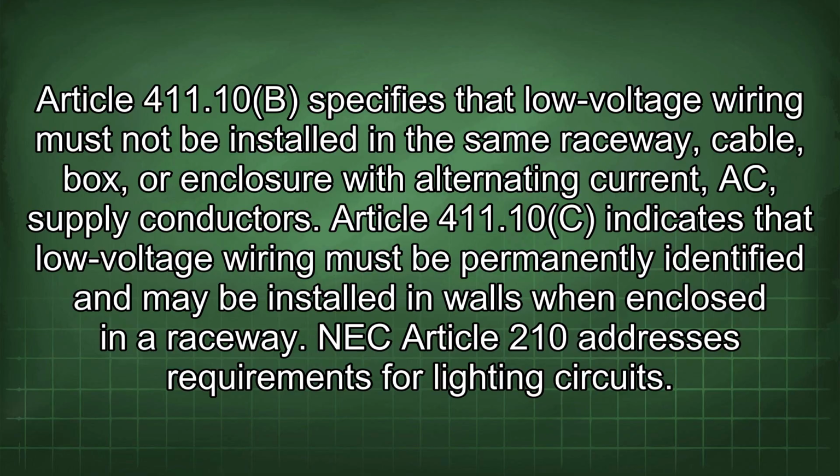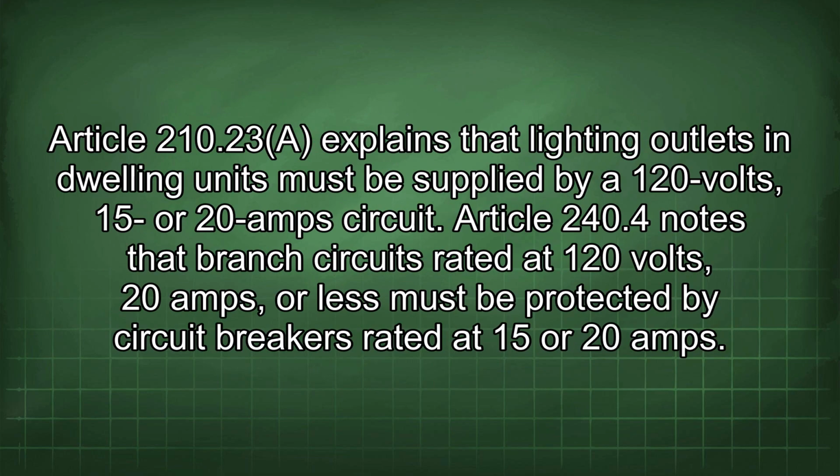Article 411.10c indicates that low-voltage wiring must be permanently identified and may be installed in walls when enclosed in a raceway. NEC Article 210 addresses requirements for lighting circuits. Article 210.23 explains that lighting outlets in dwelling units must be supplied by a 120 volts, 15 or 20 amps circuit. Article 240.4 notes that branch circuits rated at 120 volts, 20 amps, or less must be protected by circuit breakers rated at 15 or 20 amps.